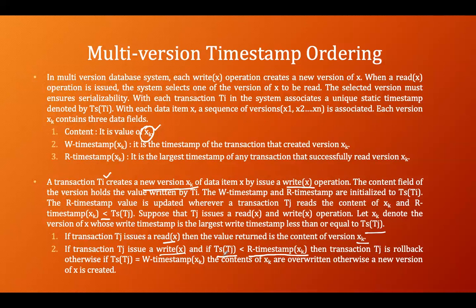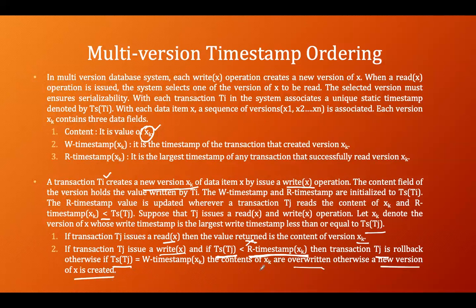Are you getting it? I'm repeating once again. You are the older transaction and you want to write on X, but a newer transaction has already read the data. So you are not allowed to write on it. Why? Because your value will be an obsolete or old value. Hence, TJ will be rolled back. Otherwise, if this condition doesn't hold, then the write timestamp of X will be set to the timestamp of TJ, and the content of X is overwritten. Otherwise, a new version will be created.